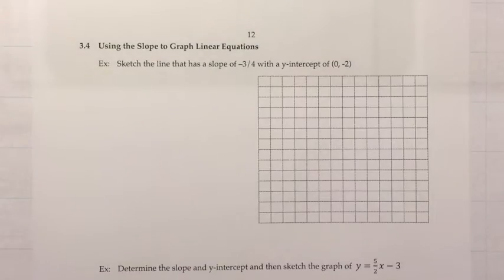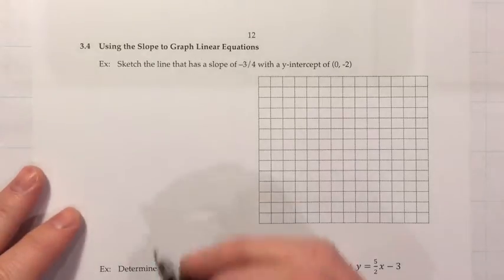Section 3.4, using the slope to graph linear equations. So sketch the line that has a slope of -3/4 and a y-intercept of (0, -2).